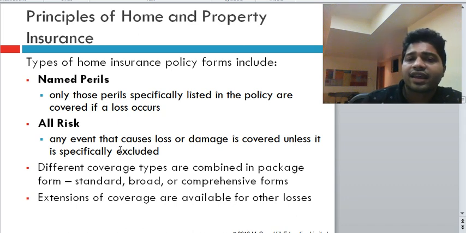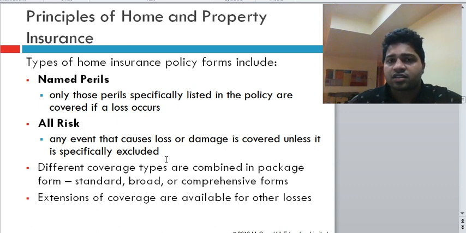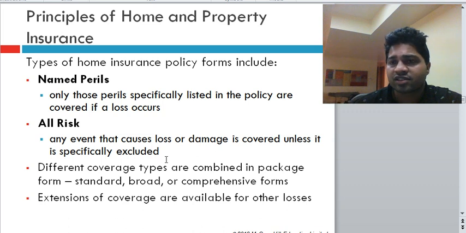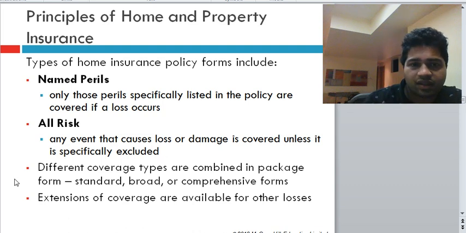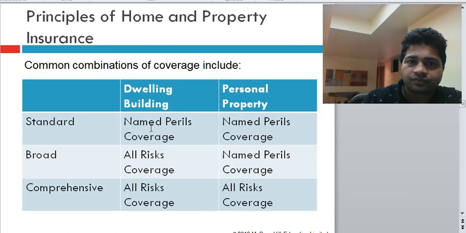All risk is any event that causes loss or damage, and it is covered unless it is specifically excluded. So named peril type of insurance is an inclusive list. All risk type of insurance is an exclusive list. So if anything is not excluded, everything is covered. Different coverage types are combined in package forms: standard, broad, or comprehensive forms. Extension of coverage is available for other losses.